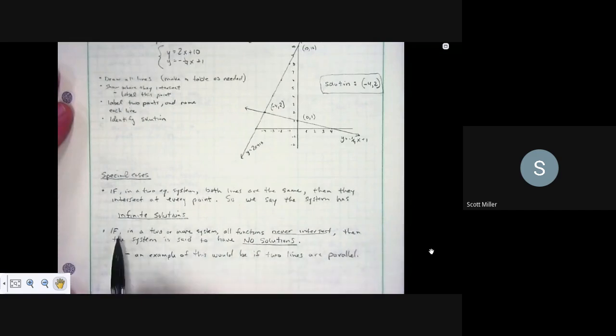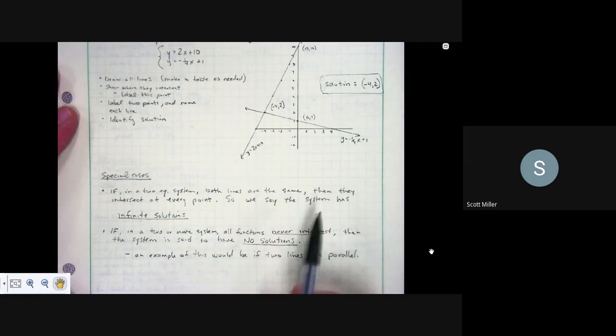Well, what if I have in a 2 or more system, all the functions, all the lines never intersect?